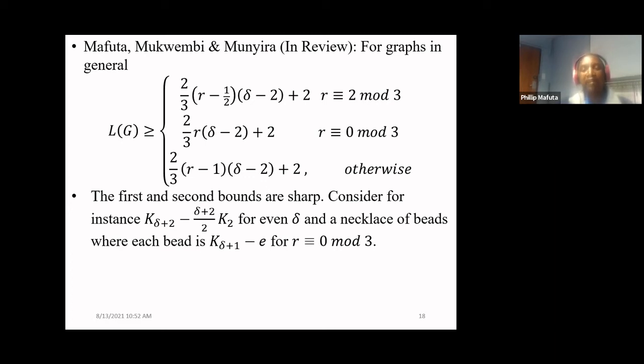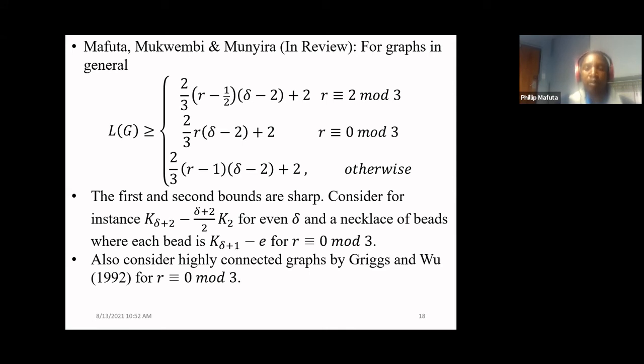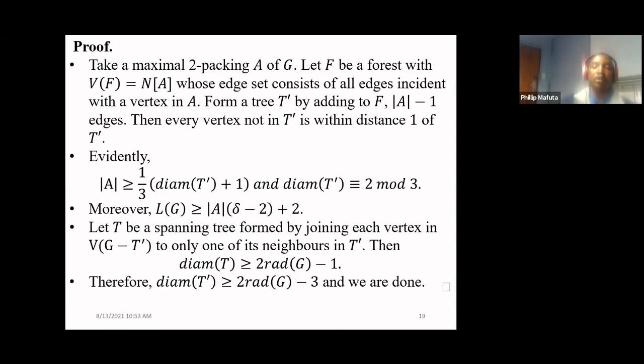Here I will give a brief proof of this one. It is important in summarizing some of the results in literature. If you look into the paper by Erdős, Pach, Pollack and Tuza, the proof also simplifies such results, so it shortens them. I did not give the literature review on the radius because of time. Those are the graphs by Griggs and Wood that show the bounds are also sharp.